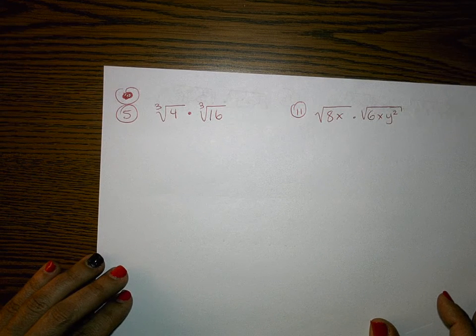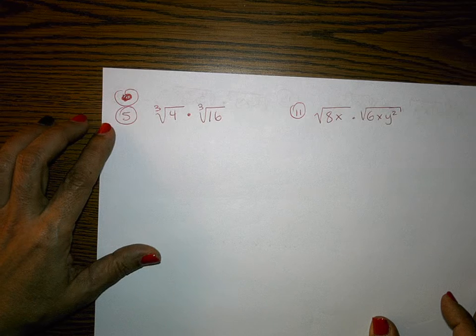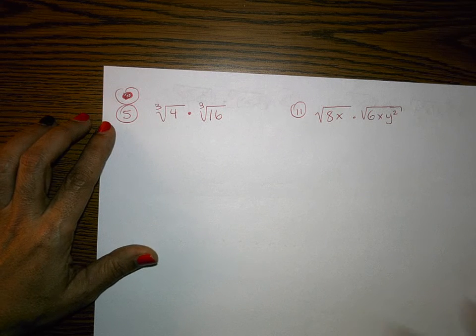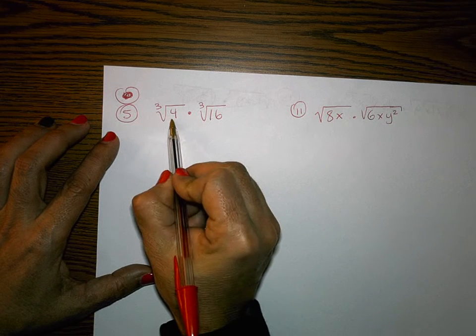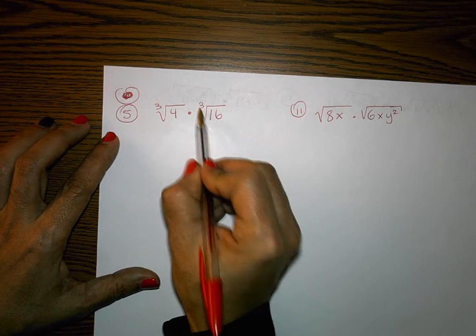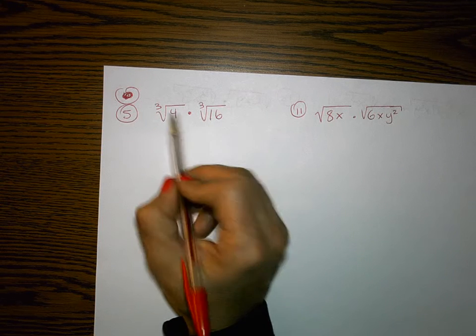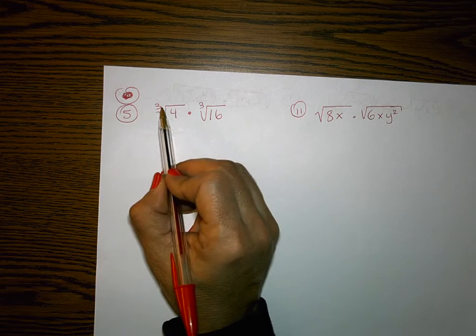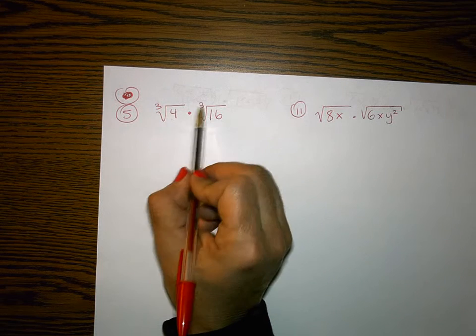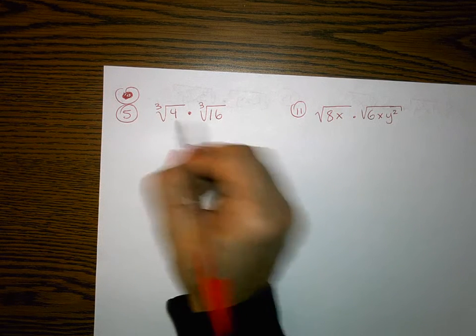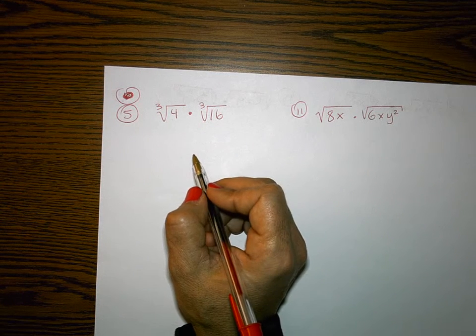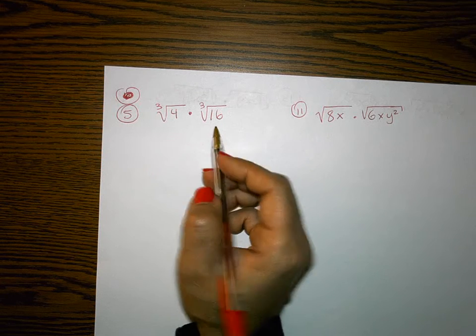Number 5, when it comes to multiplying here, we have the cube root of 4 times the cube root of 16. So the indexes are the same. That is the very important thing I need to deal with. The indexes are the same. So I can go ahead and multiply inside of the radicals, which are the radicands.